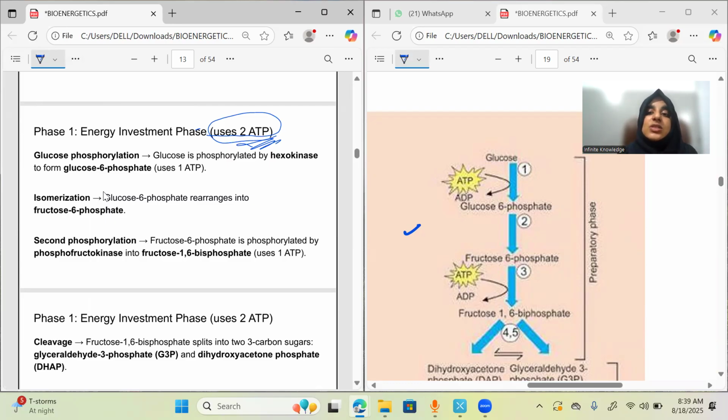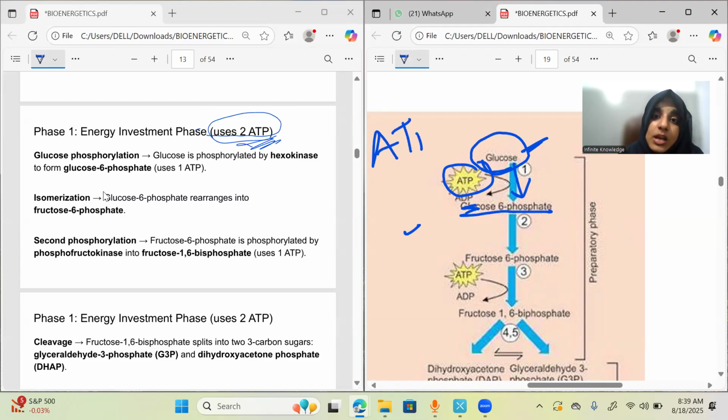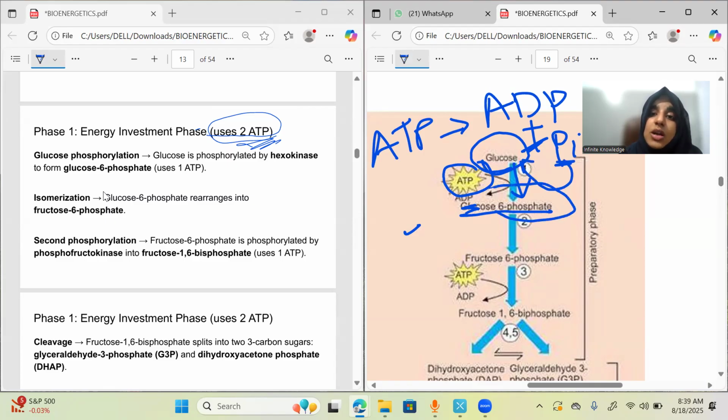Now, the first step, as you see in this diagram, is glucose. It is the first intermediate, right? It is converted into glucose phosphate. How is it converted? Because ATP is being converted into ADP. So when ATP is converted into ADP, one inorganic phosphate molecule is released. This inorganic phosphate will go and attach to glucose, and it forms glucose 6 phosphate.